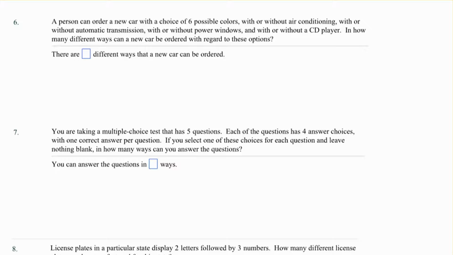Well, for color, there are 6 possible colors. Air conditioning, it's with or without. That's 2 choices. Automatic transmission, with or without. That's 2 choices. Power windows, with or without. That's 2 choices. CD player, with or without.